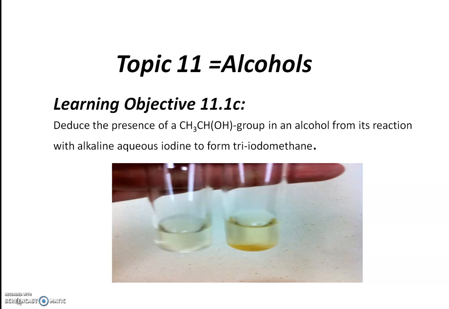This video is about topic 11, Alcohols, Objective 11.1c. Deduce the presence of the CH3CH(OH) group in an alcohol from its reaction with alkaline aqueous iodine to form triiodomethane. This is also called the iodoform reaction.